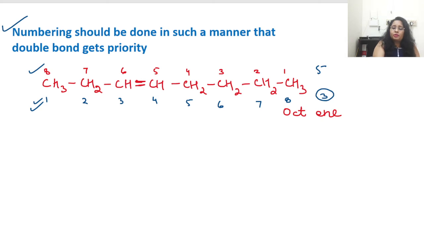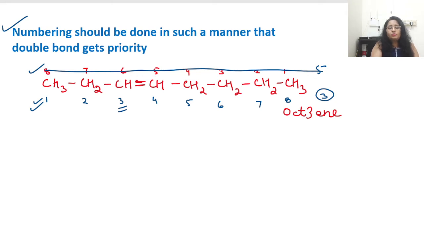So we are giving the priority by counting from the left hand side. So this counting is correct and this counting is wrong. Now, from this counting, the double bond comes on the third carbon. So we will write the name oct-3-ene. This is the name of this chain. So now this is clear how to do the numbering.